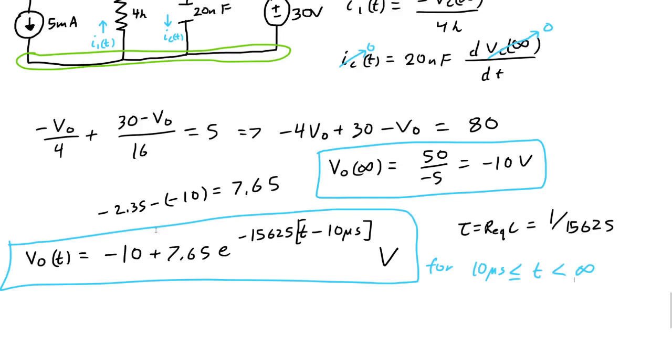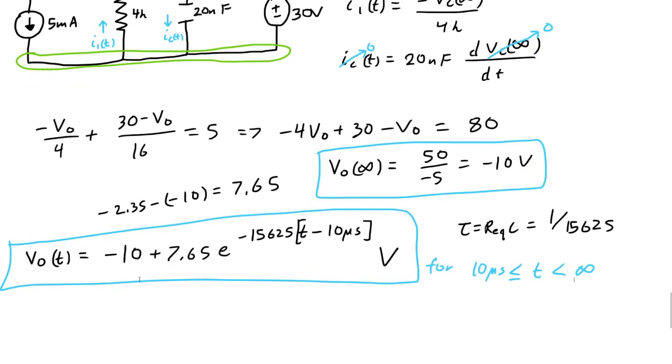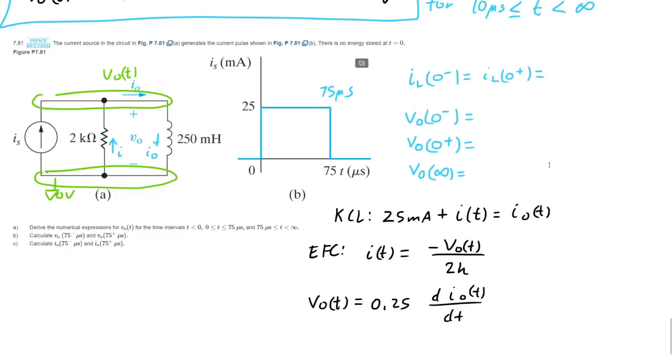So don't be intimidated by the double switches. It's nothing different. We're just basically analyzing a circuit that has a different way to calculate the initial voltage. Okay, so 7.81 is not too different from the last problem. We're going to basically be analyzing two transients, the rising and the falling edge of this constant current pulse. The constant current pulse starts at 0 and lasts for 75 microseconds, as given by the graph, and we'll use that to determine the behavior of the circuit.